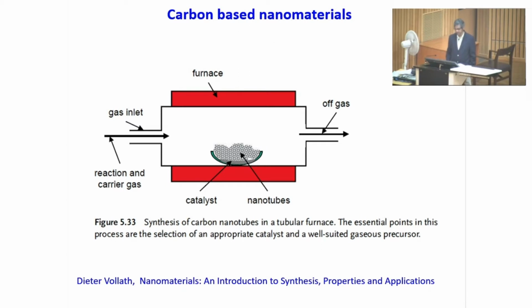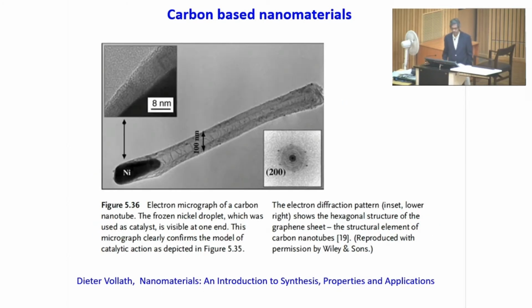Here in this case, a gaseous mixture of methane and nitrogen or argon is used and passed through this catalyst, then you can produce nanotubes, at almost 1100 degrees Celsius. Well, this is one such picture. You can see this nickel catalyst is used to produce these nanotubes, and nickel is visible at the end of the nanotube. This micrograph clearly confirms that this catalyst can be easily used to produce this kind of CNTs.